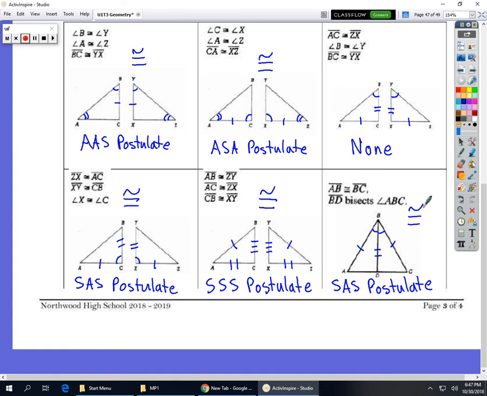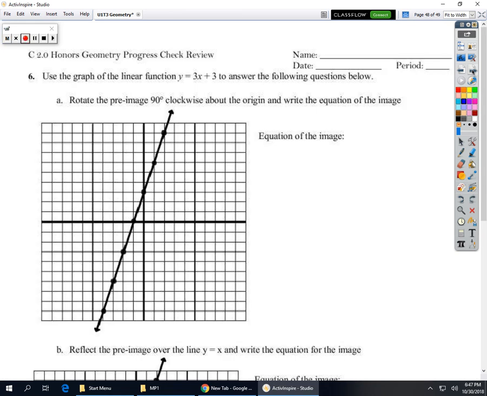One last page. This is rotations of lines, gross. So use the graph of this linear function to answer the following questions below. So a lot of you will get confused by this line. Do not touch this line. Do not use this line to create an equation. They already gave us an equation. We don't need to find the equation again. They already gave it to us.